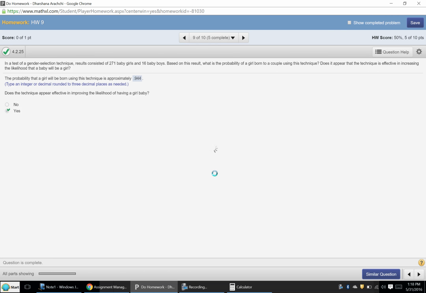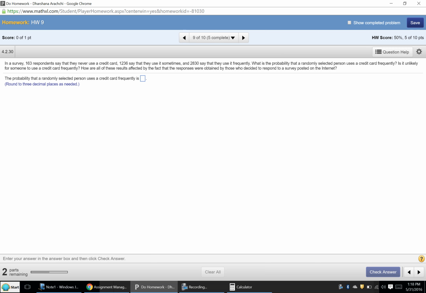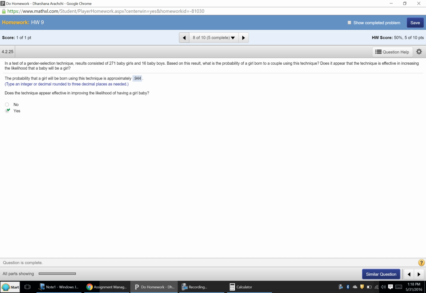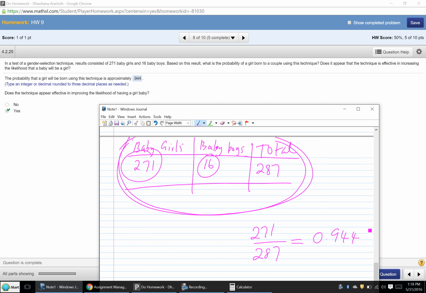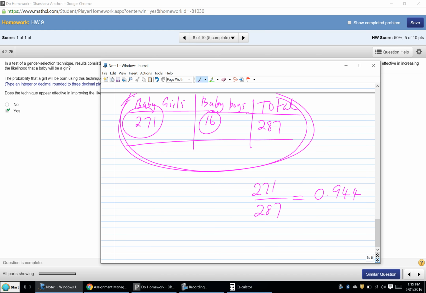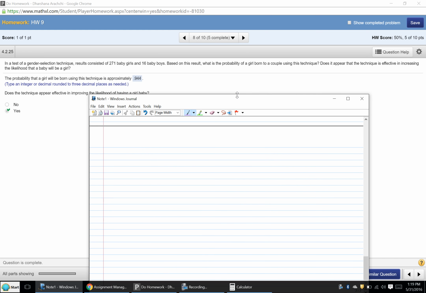Now I want to tell you something about this experiment. Let's go back to the previous question. Let me pick a new page. This is quite an important one. This is called the rare event rule.